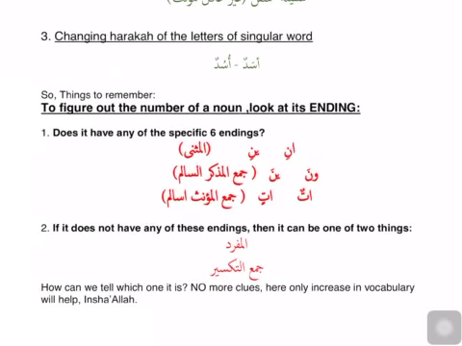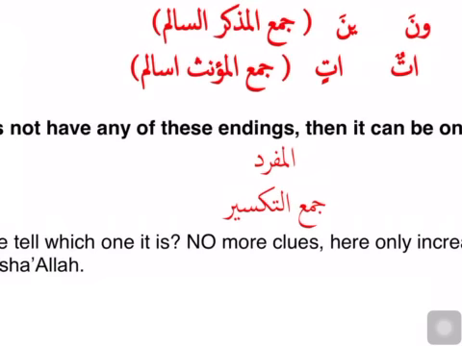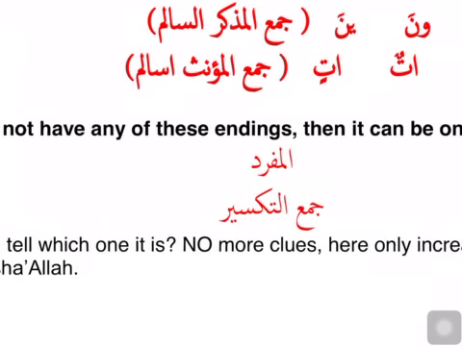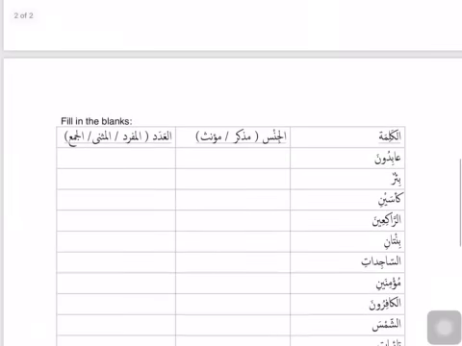So these are the 6 endings that we have to look out for. If my ism does not have any of these 6 endings, then either that ism is a mufrad ism, singular, or that ism is a jama taksir, broken plural. How will I know if this is a singular word or a broken plural? I cannot know. There's no clue that tells me that. Only the meaning of the word will help me. So I have to increase my vocabulary there, that is concerned.